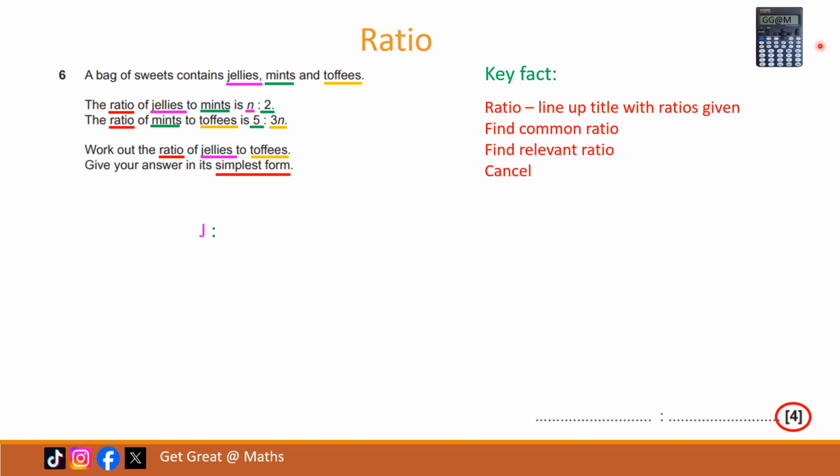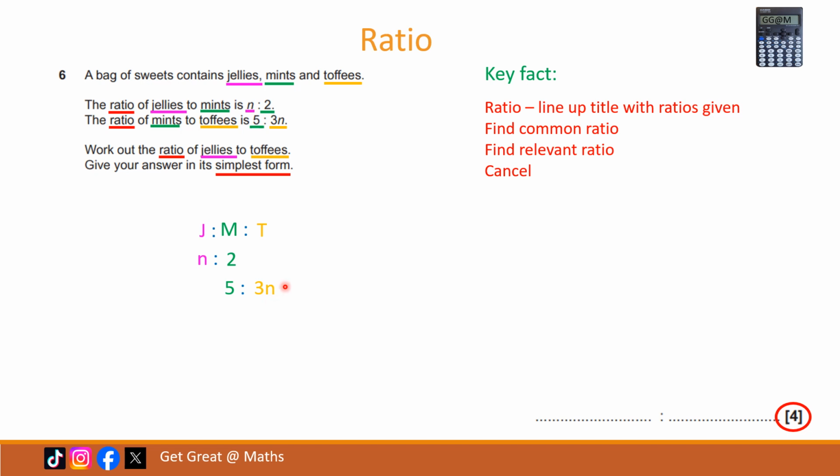So we're going to look at the jellies, the mints and the toffees. These are my ratio. Now my jellies initially was n. If you look up here in the question, we're told the jellies are n. The mints we're told are 2. So we write n to 2 for this first key bit of information. The next bit we're told we've got mints to toffees. So the mints are 5 and the toffees are 3n. So we're going to write 5 under the mints column and 3n under the toffees column.